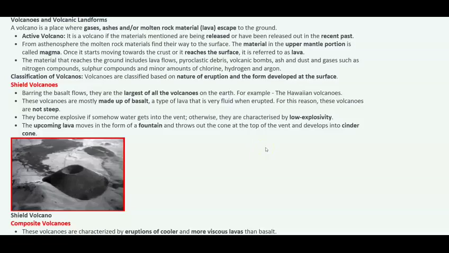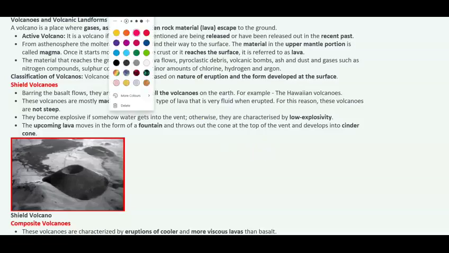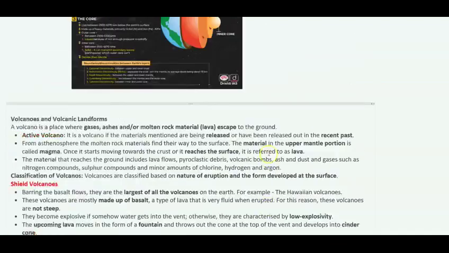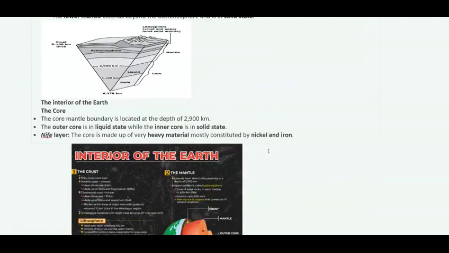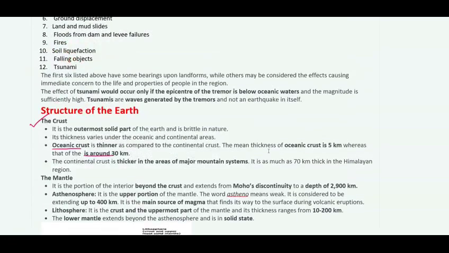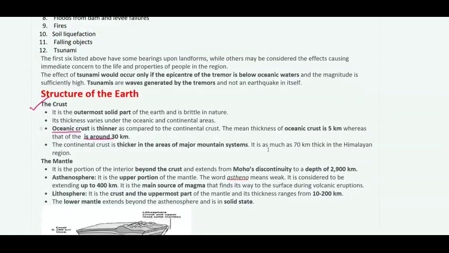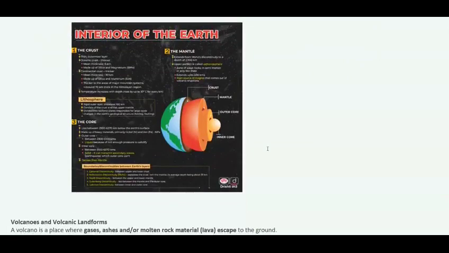In the last class we discussed the earth's interior: the earth crust, oceanic crust and continental crust, the mantle and the core. The core is made up of NiFe, that means nickel and iron, whereas the oceanic crust is made up of SIMA, that is silicon and magnesium, whereas the continental crust is made up of SIAL, that means silica and aluminum. Okay, so I'll give you a glimpse of it and I'll move on to the next one.